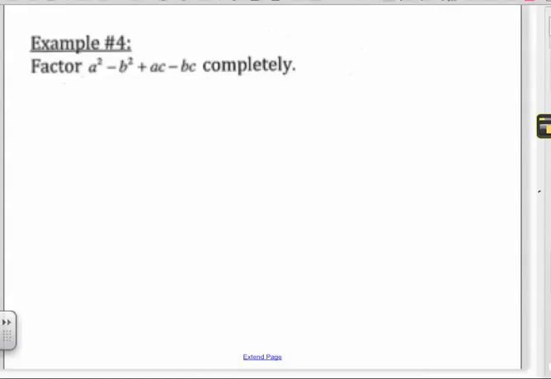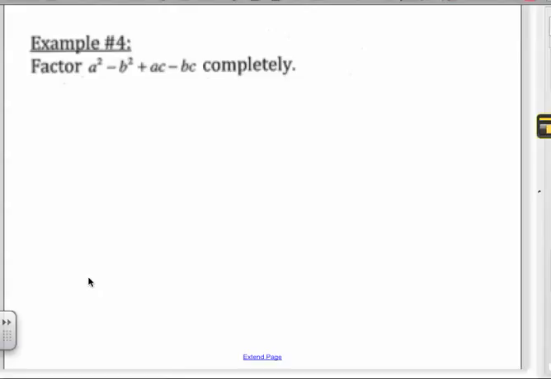All right, well, the first thing that I'm going to do, the first question asks me, is there anything that I can take out from all of the terms? And there's not. They don't have anything in common. The first term's positive, so I don't have to worry about taking out a negative. They don't have any numbers other than 1 in common, and none of them have a common variable between all 4 of them.